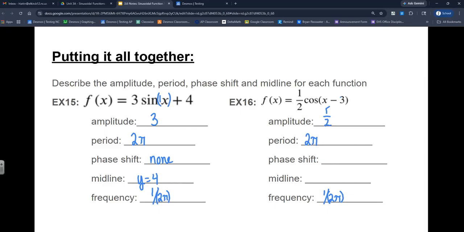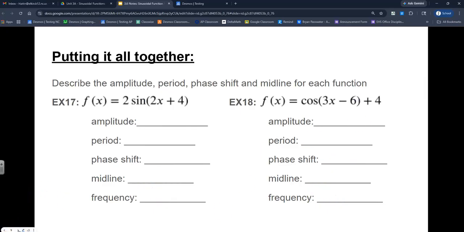This time we do have a phase shift. We've got this -3 that shifts this graph to the left or to the right. You're going to go the opposite direction, so that'll be right 3. And our midline, we don't have a number out here on the end, but you always have to have a midline. Phase shift, remember, is the only thing we can say none to. So we have to think about what number we could add to the end that wouldn't change anything, and that's going to be 0. If you add 0, it doesn't change the value of this function. So the midline for this function is just y equals 0.